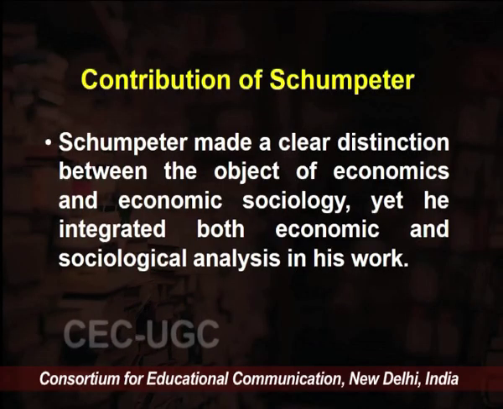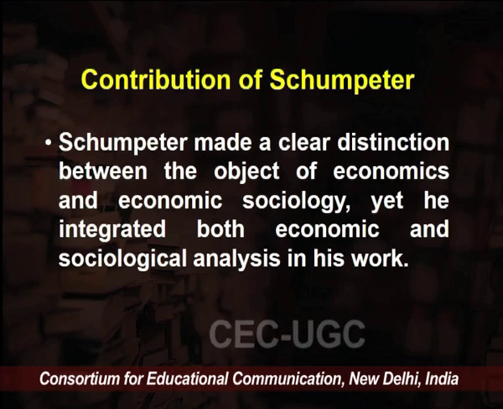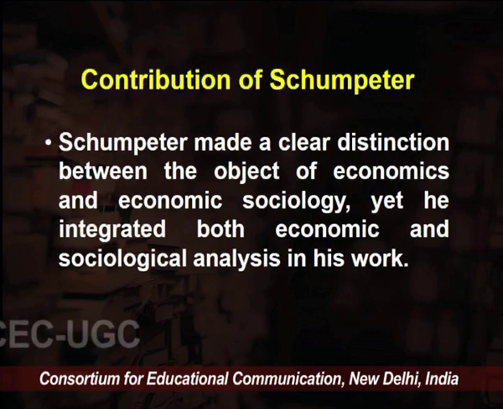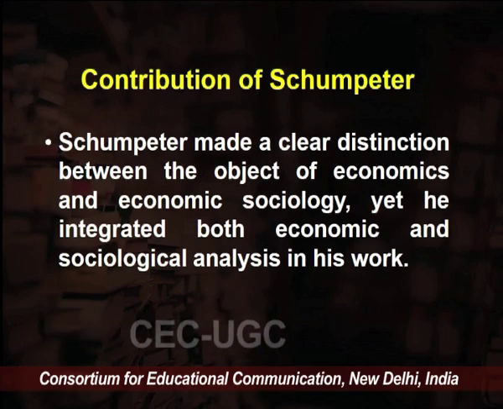Now, when we look into the contribution of Durkheim, who comes in with Marx and Weber as the classical thinkers, we also have to look into how some of the more contemporary thinkers looked at economic sociology. And here we look into the contribution of Schumpeter. Schumpeter made a clear distinction between the object of economics and economic sociology. Yet, he integrated both economic and sociological analysis in his work.